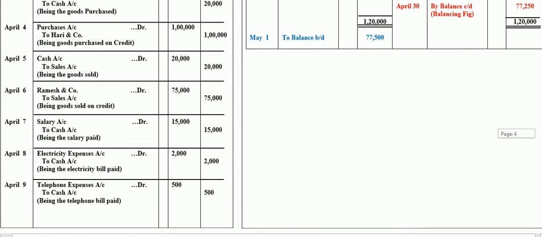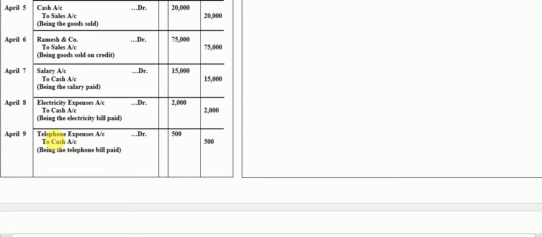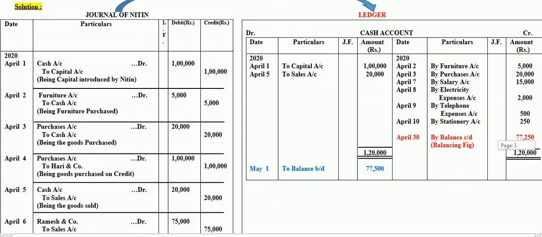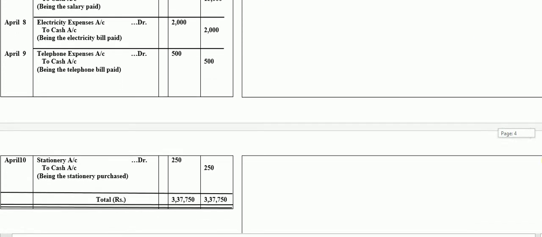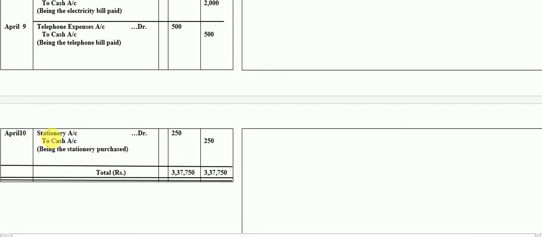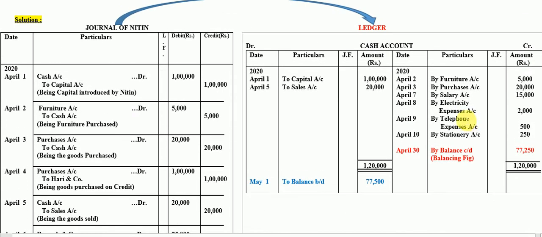Now proceeding to another transaction, that is telephone expenses account debit to cash account. So cash is also here on the credit side, that's why in the cash account telephone expenses will be recorded on the credit side. So you can see telephone expenses here, and the amount will be 5,000 on 9th April. And comes another transaction on April 10th, the last one, that is stationery account debit to cash account. Here also cash is on the credit side, so stationery will be recorded on the credit side, like by stationery worth rupees 250.